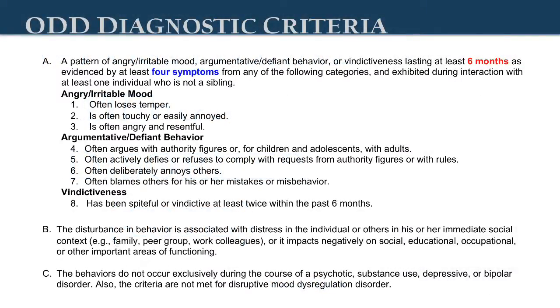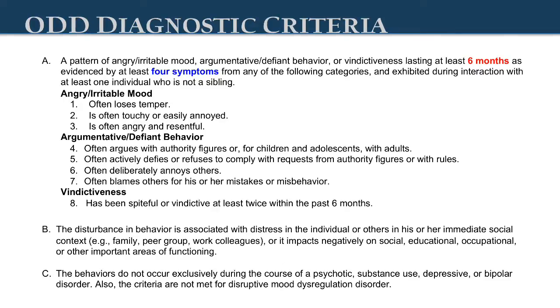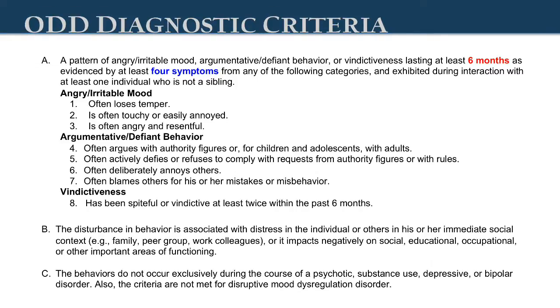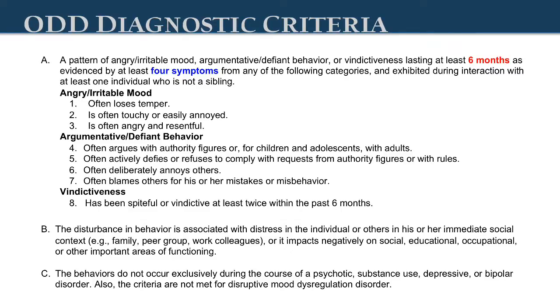So, oppositional defiant disorder is characterized by a frequent and persistent pattern of angry or irritable mood, argumentative or defiant behavior, and vindictiveness over a period of at least 6 months. Criteria A is fulfilled by at least 4 of the 8 symptoms exhibited during interactions with at least one individual who is not a sibling. These symptoms should be considered excessive for what's normative of an individual's age, gender, and culture.